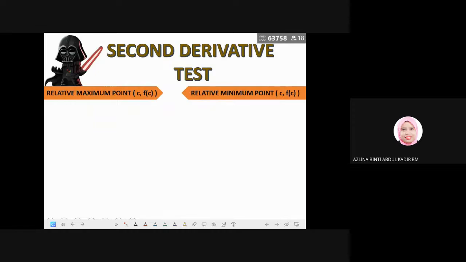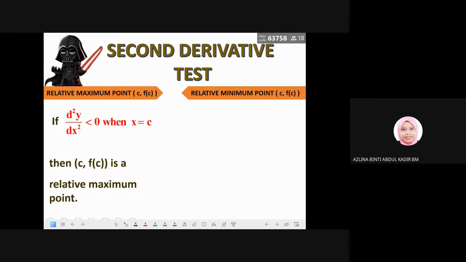Second derivative test. Using second method. Second derivative test for maximum point: if d squared y dx squared less than 0, that means negative value when x is equals to c, then c, f(c) is a relative maximum point. Lebih kecil maksimum. Negatif masam, dia jadi gitulah kan. Negatif jadi masam.